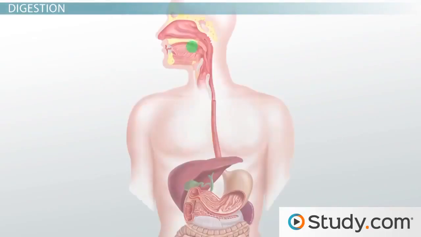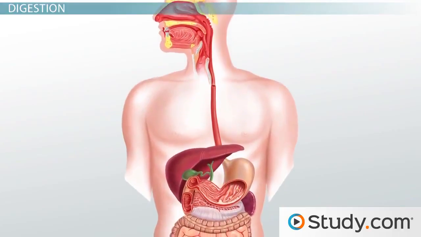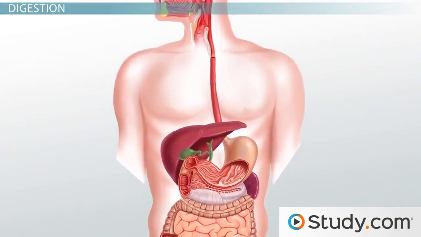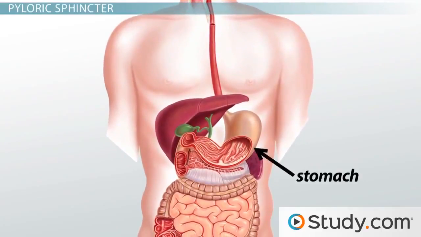From there, the food is propelled down your esophagus, where it's ready for the next stage of digestion within the stomach. In this lesson, you will learn about the anatomy of the stomach and how digestion within the stomach is activated. Now we see that the stomach is the shape of a backwards C, and it sits a bit off to the left of your abdominal cavity.